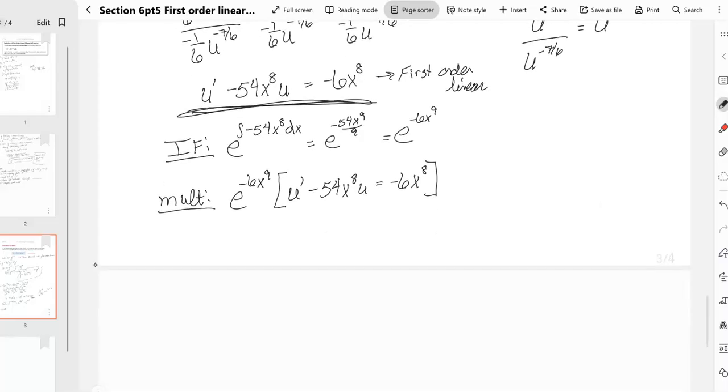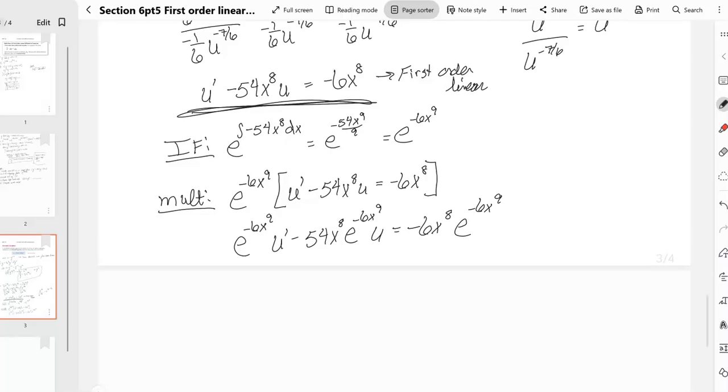I'm going to multiply everything. E to the negative 6x to the 9th u prime minus 54x to the 8th e to the negative 6x to the 9th times u equals negative 6x to the 8th e to the negative 6x to the 9th.